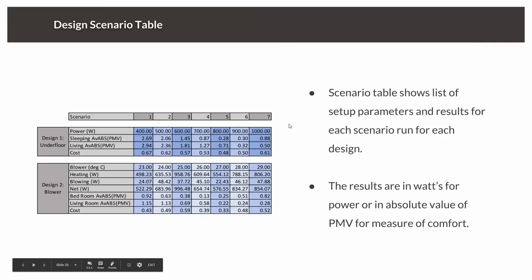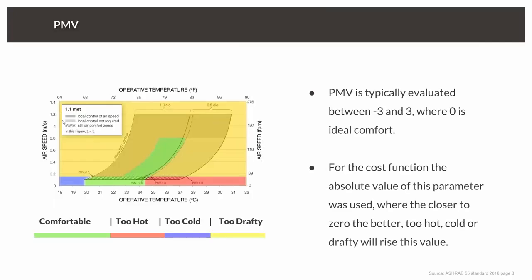So in total, we are going to run 14 different simulations. We have 7 scenarios where we are increasing the amount of power supplied to the system. For the underfloor design, it means we are increasing the power applied on the floor, and for the blower design, we change the inlet temperature, corresponding to heating power and blowing power, and this together results in the net energy used. And yeah, let's go and take a look at the different results.